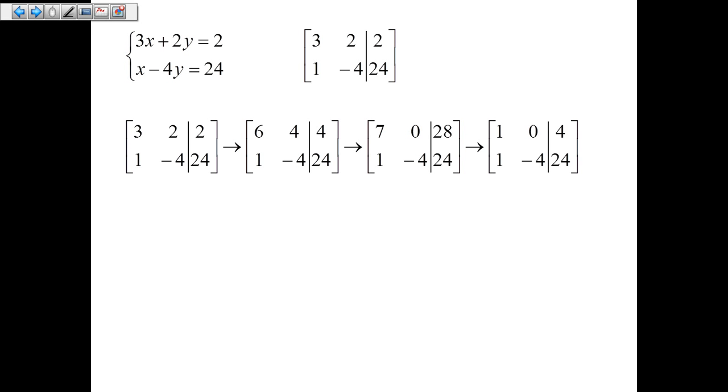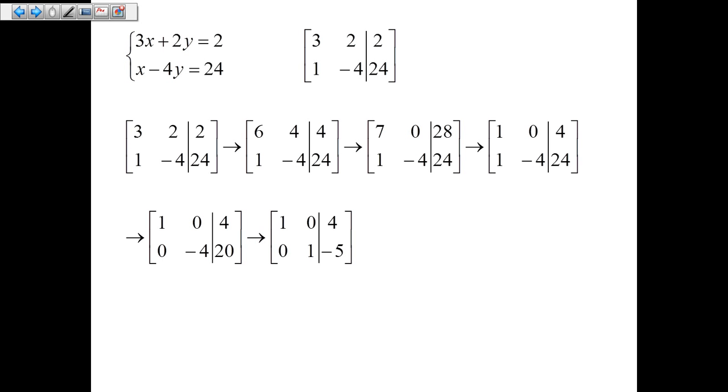Now I'm going to use that 1 in row 1 to get rid of the 1 in row 2. The way I do that is by subtracting. I take row 2 minus row 1. The 1's cancel. That 0 in the second column does not affect the negative 4. Negative 4 minus 0 is still negative 4. And 24 minus 4 gives me 20. Now I'm just going to divide by the negative 4 to make it a 1.